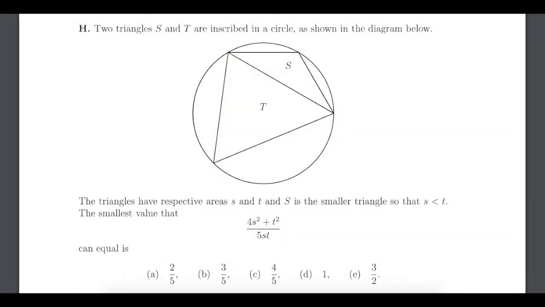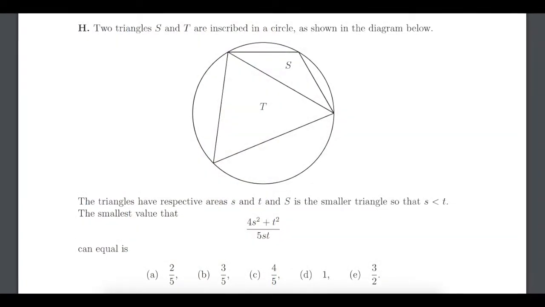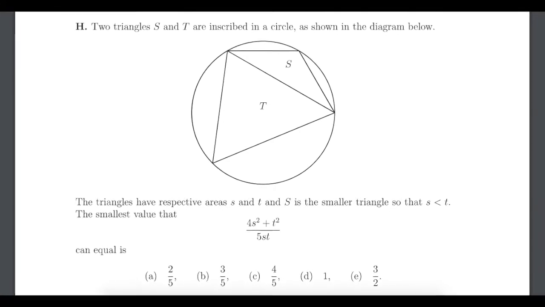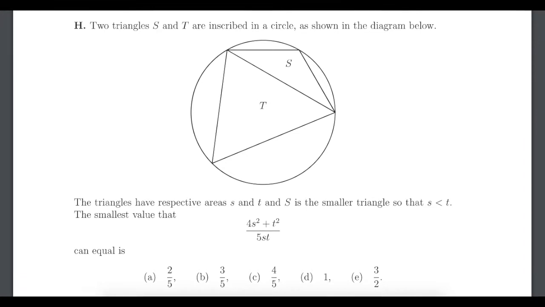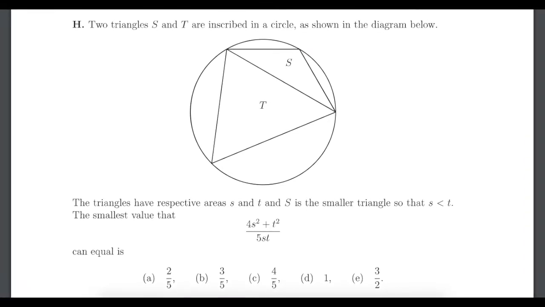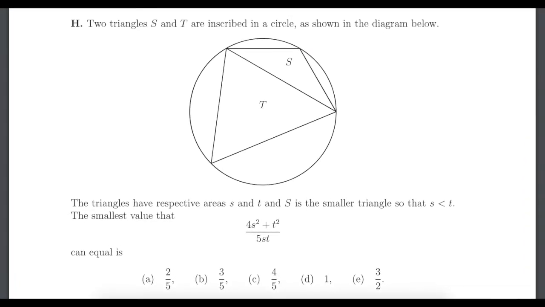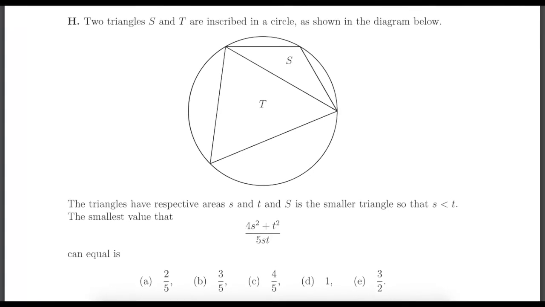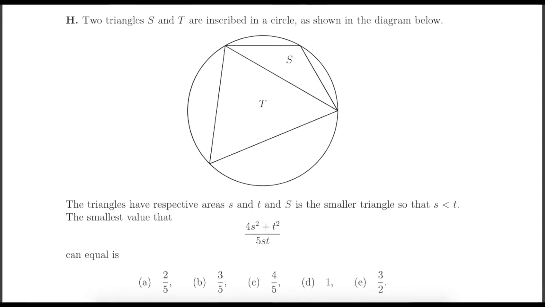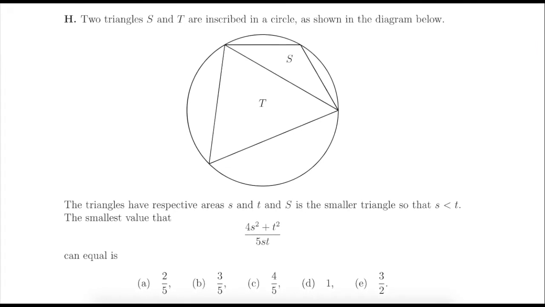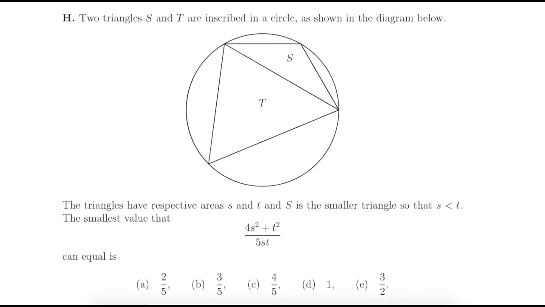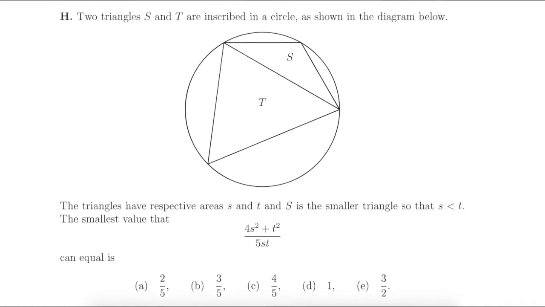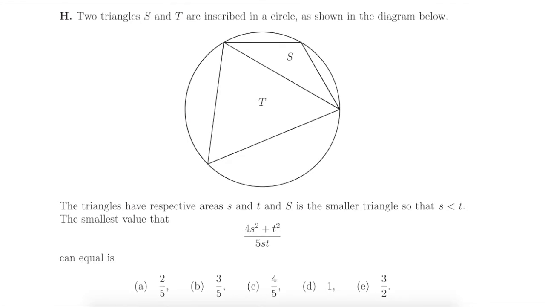Okay, today we're looking at question 1H from the MAT 2018 paper, and we are given two triangles, capital S and capital T, inscribed in a circle. If we denote the areas of these triangles by little s and little t, we are told that they satisfy s is strictly less than t. The question is to find the smallest value of this function, 4s squared plus t squared all over 5st. And we've got a few options below.